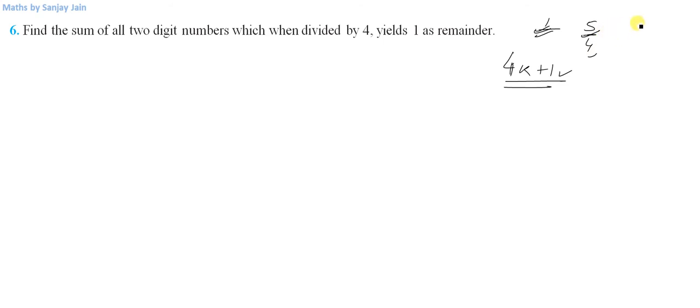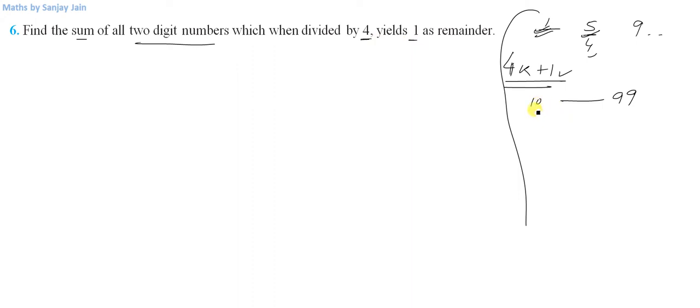What will be the next such number? 9. Okay, let us look at the question now. Sum of all two-digit numbers. We are looking for two-digit numbers, not single-digit numbers. So two-digit numbers start from 10 and go up to 99. Out of these, I need the numbers which when divided by 4 give me 1 as my remainder.